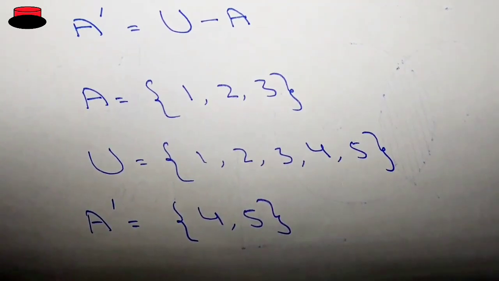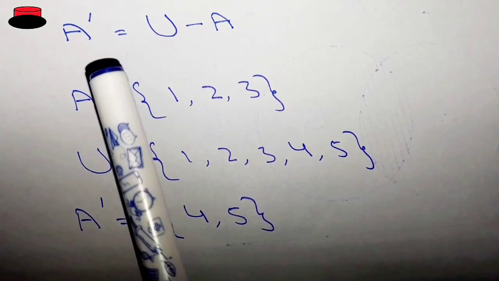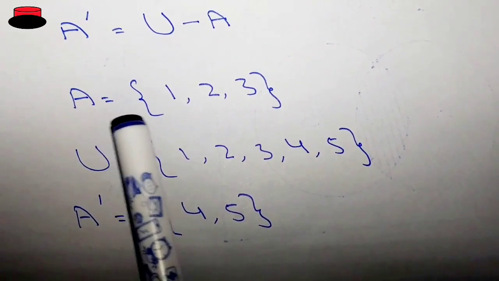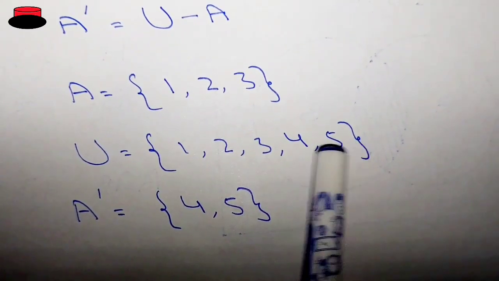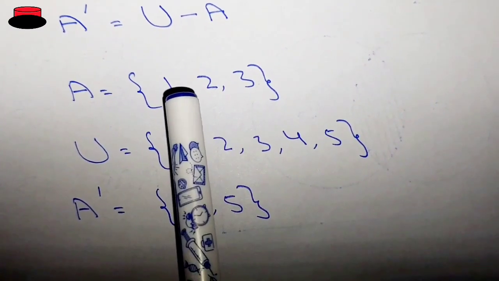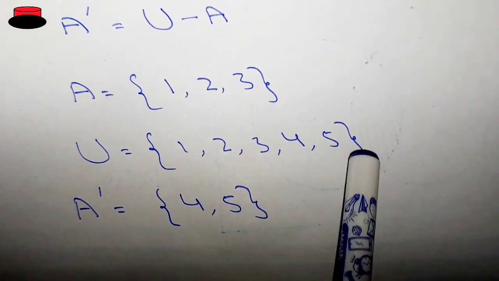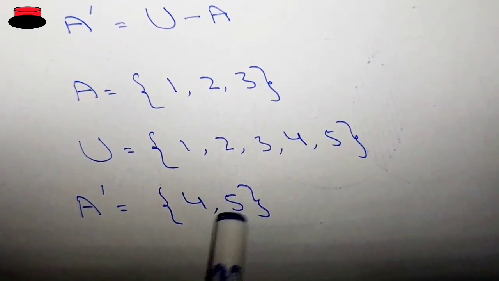So this is another operation, A complement. It means subtracting the elements of A from the universal set. So let's suppose the elements in the set A are 1, 2, 3. Universal set are 1, 2, 3, 4 and 5. So we will subtract the elements of set A from U, universal set. So the remaining elements will be 4 and 5. So therefore A complement will be 4 and 5.